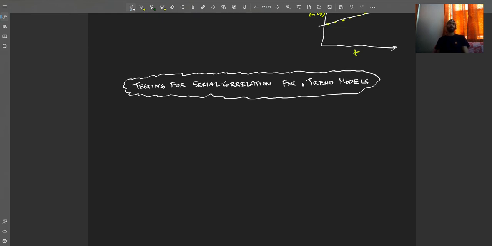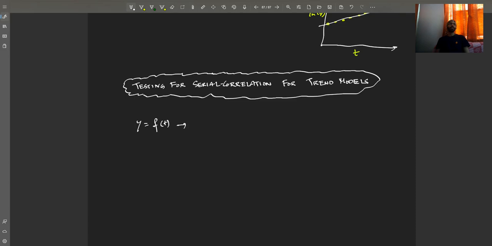Testing for serial correlation for trend models. So friends, trend models means y varies with time, right? Y is a function of time, nothing else but the time period. This is the simplest kind of time series model that we have discussed already in the form of linear models and log linear models. Now friends, we are here to test for serial correlation errors in a time series trend model. Okay, so how do we measure that?